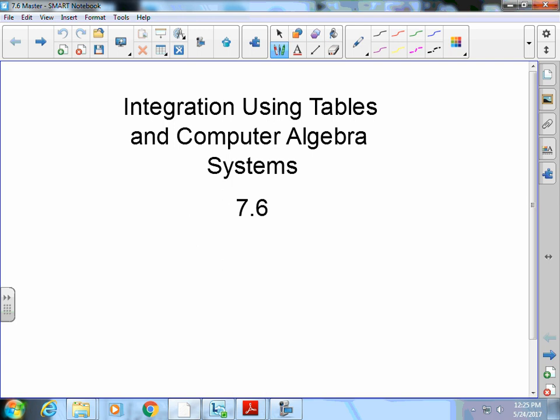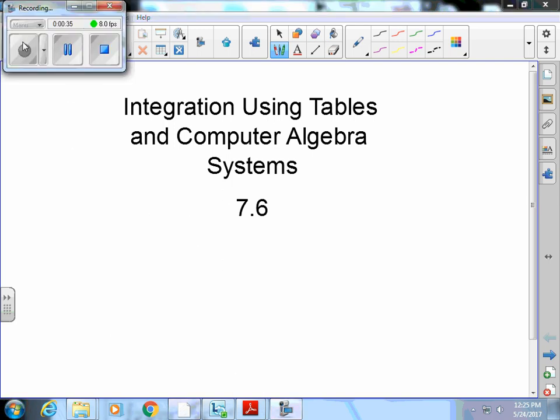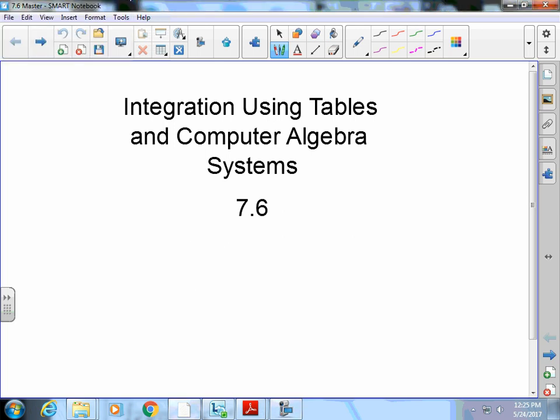mathematicians have noticed these patterns and said, if I can get this problem into this form, then I can... it seems to always integrate this way. So they put together this list of integrations, and your book has a small number of them, but there are actually books that have all these integrations in them.